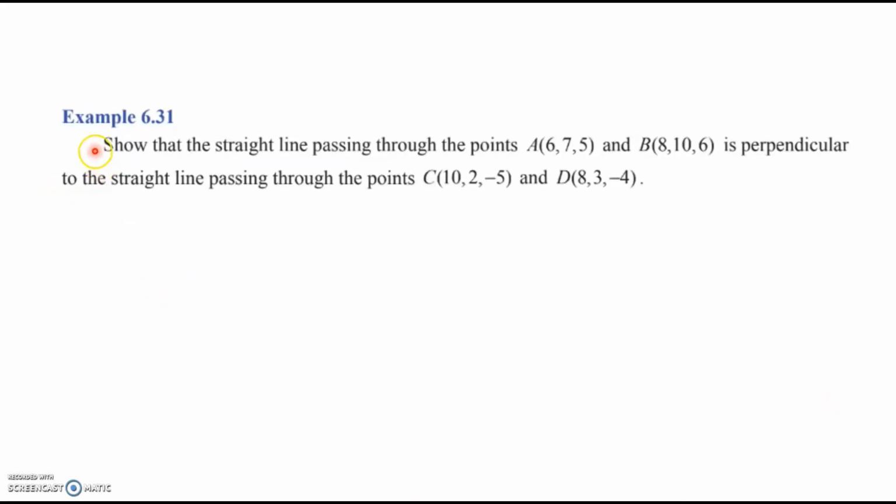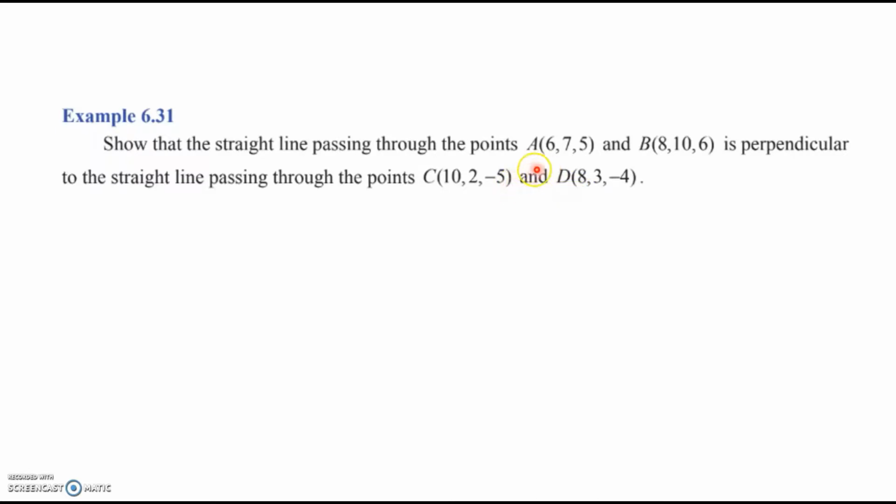Let's see the next example, example 6.31. Show that the straight line passing through the points A (6, 7, 5) and B (8, 10, 6) is perpendicular to the straight line passing through the points C (10, 2, -5) and D (8, 3, -4). So you have been given two lines. The first line passes through A and B and the second line passes through C and D. We need to prove that they are perpendicular.